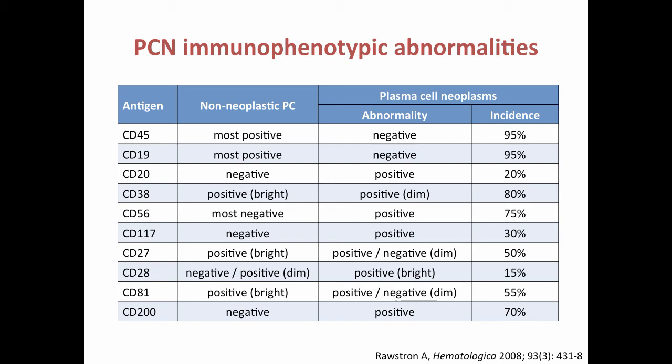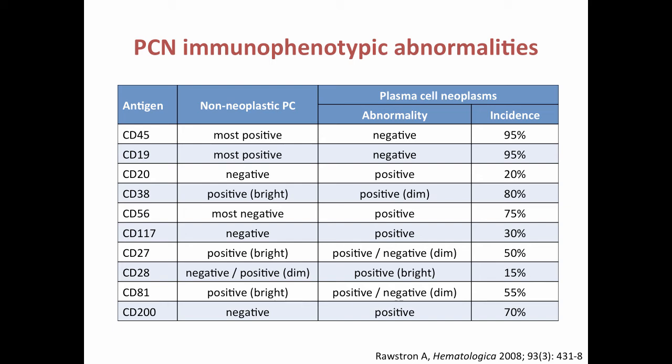Identifying plasma cells with an abnormal immunophenotype by flow cytometry is particularly useful when they represent a small proportion of total cells, such as for monoclonal gammopathy of undetermined significance, or if the aspirate is hemodilute and not representative of a more overt plasma cell neoplasm, or perhaps if there are very few plasma cells following successful therapy.